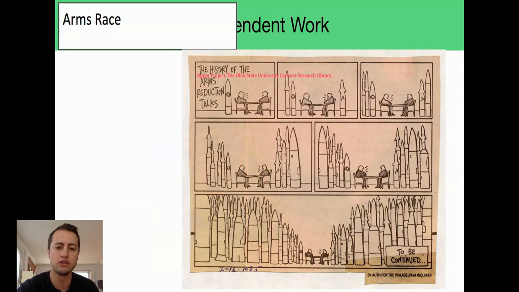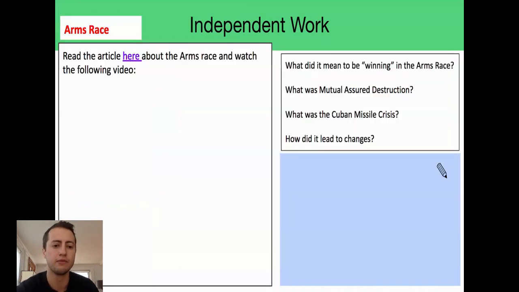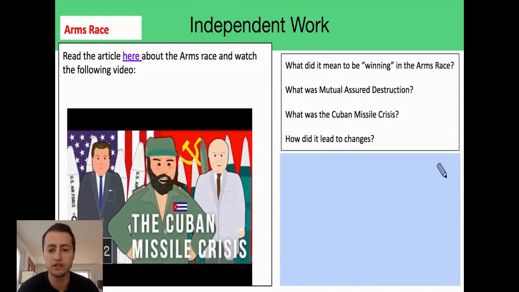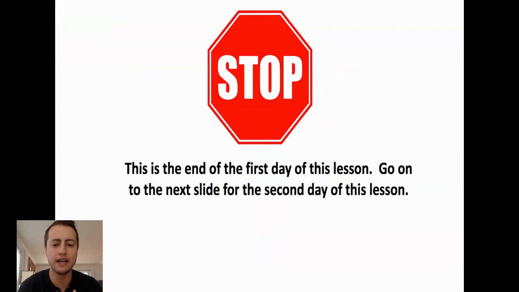and then give your other student the arms race, in which they have both an article and a video that they can watch. And they've got a few more questions here. So it's a good way to differentiate, but also make sure everyone gets all the information. That's the end of lesson 2.